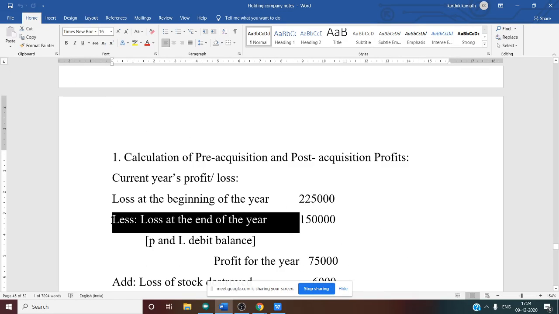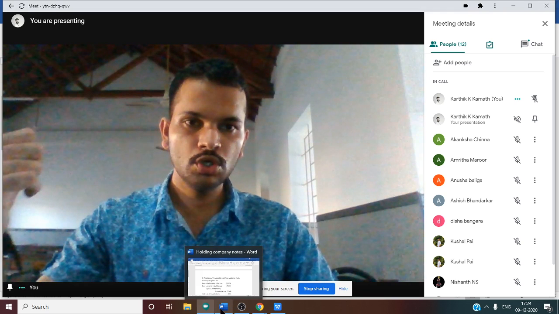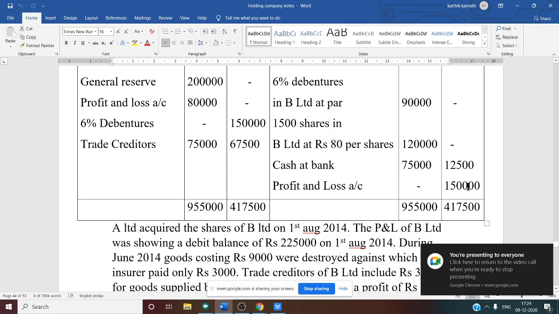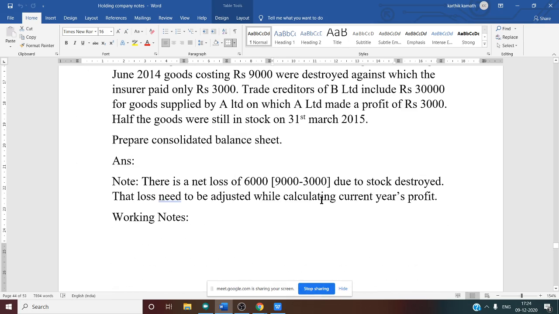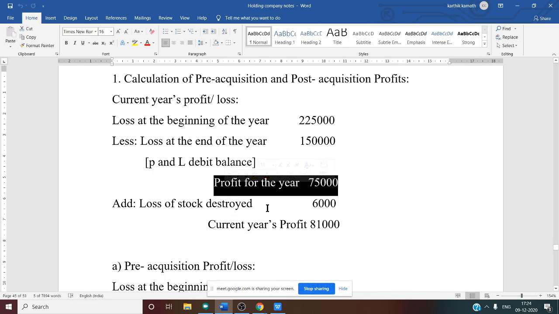Let's see the loss at the end of the year. Where is the end of the year loss given? So now we have to see the question. If you see the question, on the debit side, loss balance of subsidiary company B Limited is given, that is 1,50,000. So this is loss at the end of the year. So this information you have to deduct from loss at the beginning in order to determine the profit made by the company. So profit for the year is 2,25,000 minus 1,50,000, which is 75,000.